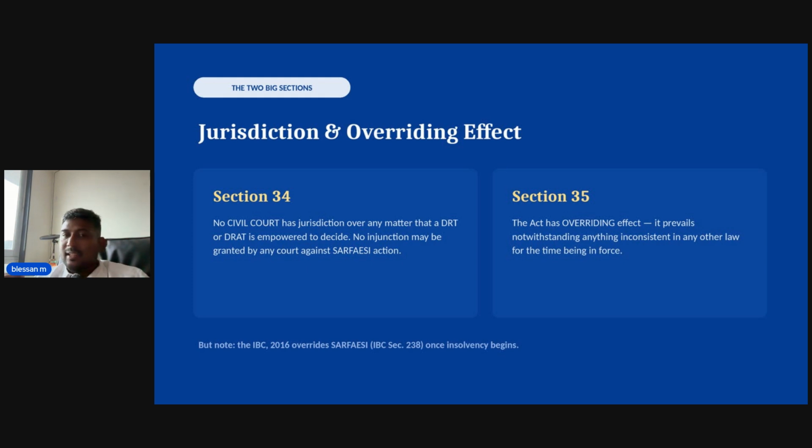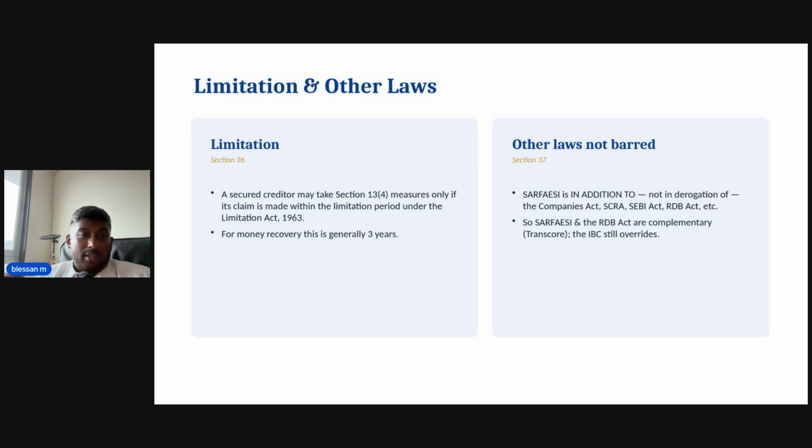So, if there is any other law that is inconsistent, the SARFAESI Act would prevail. However, you must understand that if there are parallel IBC proceedings, then the IBC will prevail by virtue of Section 238 and the moratorium principles. Next, let us move on to the limitation.